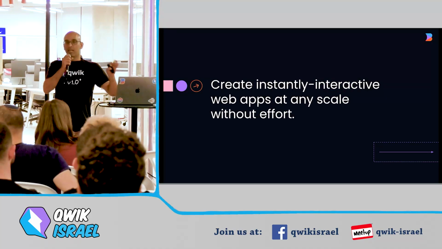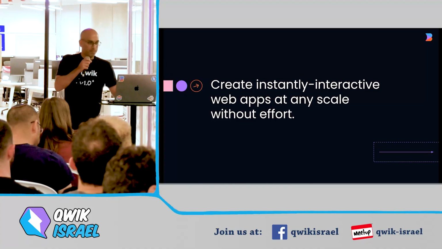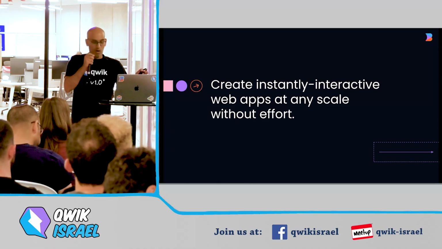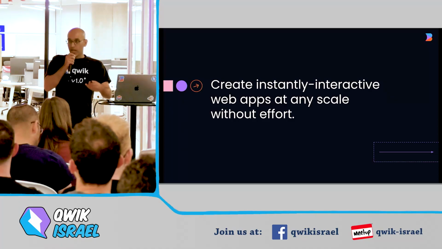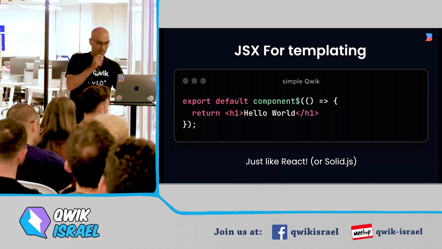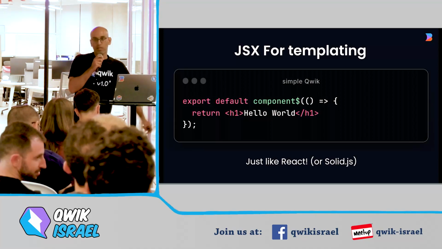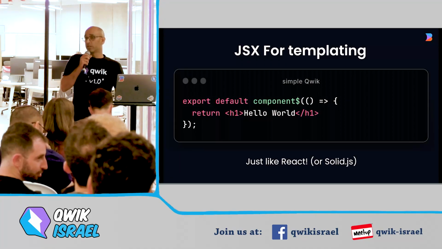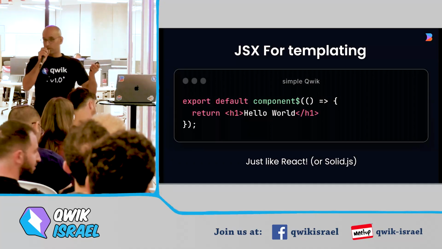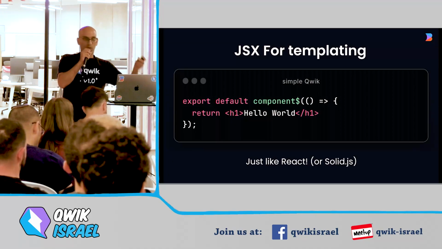So yes, you've seen this sentence a few times today. Create instantly interactive web apps at any scale without effort. So that is Qwik. I hope that is clear right now. Let's see some basics. Shai showed this, and this is the basics of it. JSX is used for templating, pretty familiar to React or Solid or any other JSX system. We also use JSX as the language for one of our open source libraries, Mitosis. You write JSX and then it outputs code for Angular and React and Qwik and whatever you want.